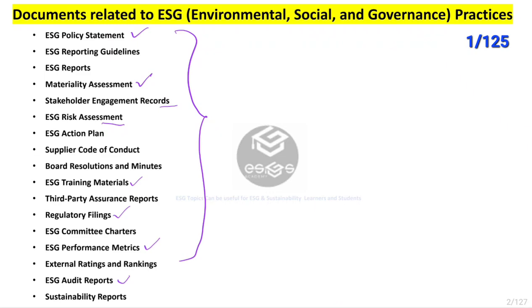Again, let's take another example: the supplier code of conduct. What is a supplier code of conduct? This is the documentation outlining the expectations for ethical behavior from the supplier. When we say responsible business conduct of the organization, similarly we expect the same responsible business conduct from the suppliers also. So these are certain examples of ESG related documents and practices.